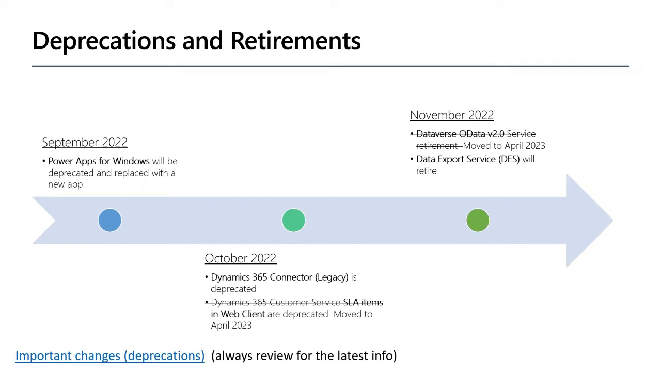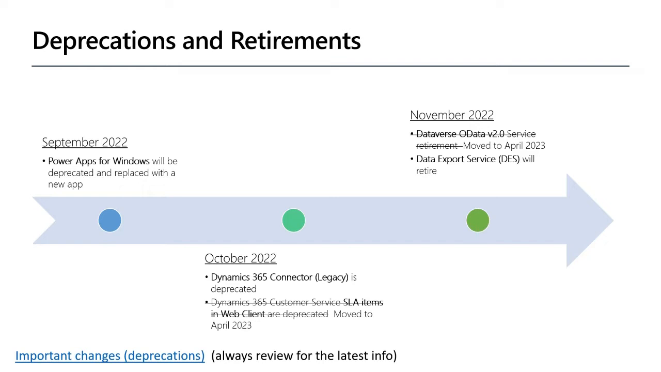Also in October, the customer service SLA items in the web client are deprecated but not removed yet. And there's actually been a change in that one, where it has been moved to April, when support will be going away for those things. So there's a slight change in that one. But again, terminology, deprecation versus retirement. Deprecation means that eventually in the future, those things will be going away, but they're still available now. Whereas retirement actually means that they'll be gone on a certain date.